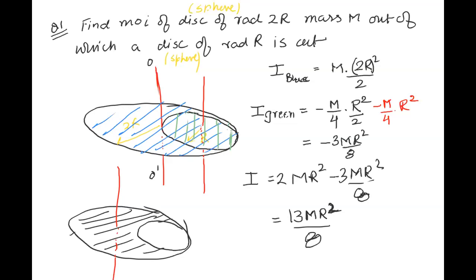By 2 only, right? Moment of inertia of a disk about an axis perpendicular to its plane and passing through the center is mr square by 2, right?